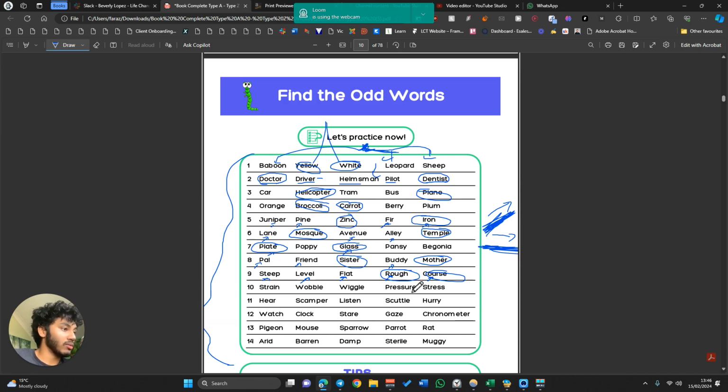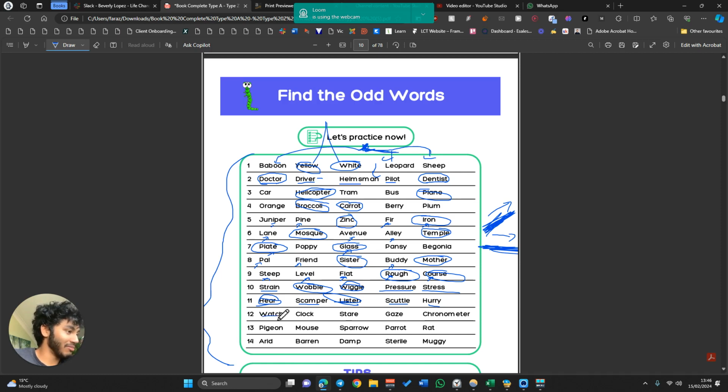Strain, wobble, wiggle, pressure, stress. Okay, so here you can quickly see that these three are quite similar in meaning, and that just gives you these two. Hear, scamper, listen, scuttle, hurry. Okay, so hear and listen sound similar, are synonyms as well. Scamper and scuttle sound similar, but they're also a similar type of thing where they're both sort of running away. And hurry would match that compared to listen and hear, which means they're going to be the odd two out.